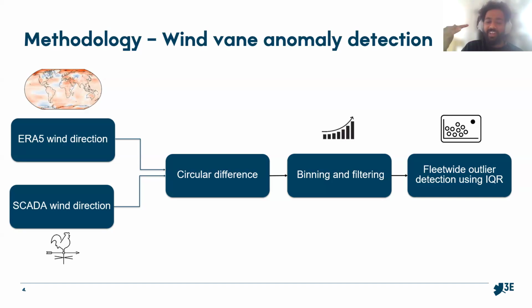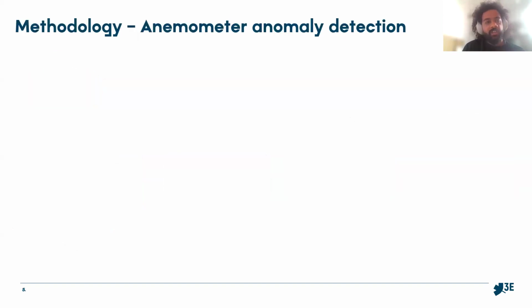So if there is a big difference between the RFI direction and the SCADA wind direction for all the turbines, then this method wouldn't work well. But once you see the results, you'll get to know how the method works in a better way. And for the anemometer anomaly detection, it's the same fleet-wide approach.